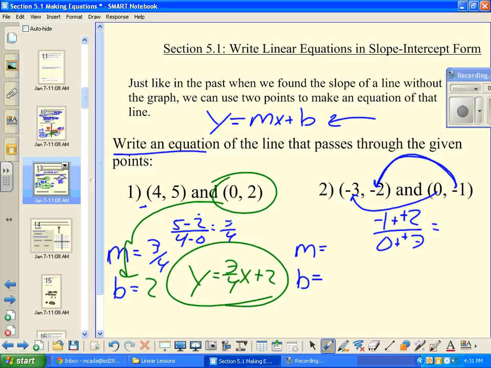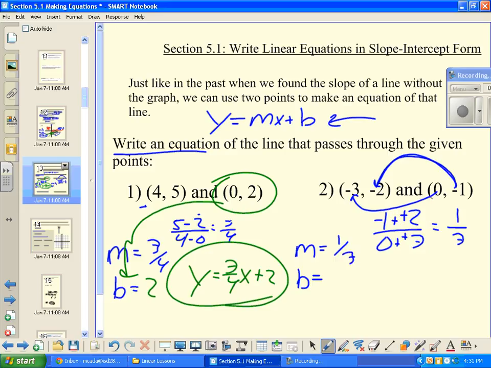The slope for this one will be, let's see, -1 minus -2. I chopped it. I'm going to add. I'm going to end up getting just positive 1. And then 0 minus -3. So I also had a chop there. I'm just going to get 3. So I'm just going to get 1/3 for this, positive 1/3.